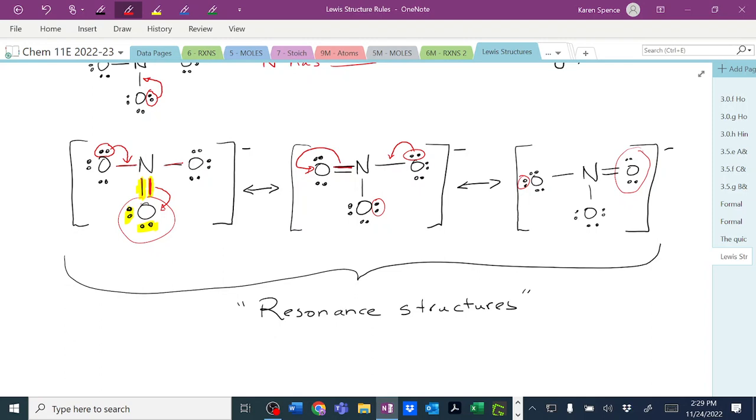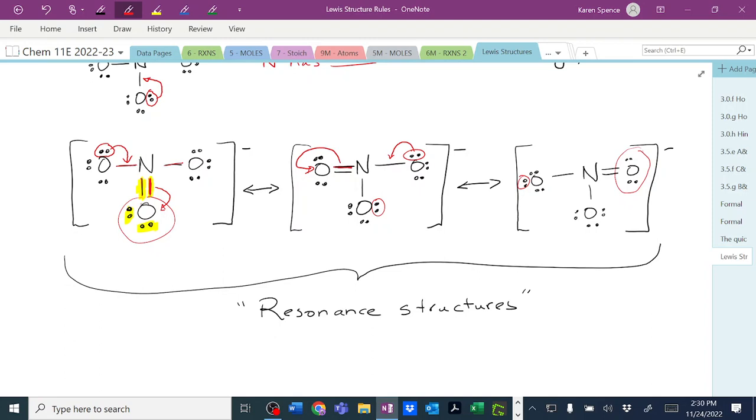And that's actually the actual truth behind it. We draw resonance structures, but those electrons actually smear themselves out over the three areas. So at any given time, if you took a picture of it, you would see 1/3 of that double bond in each place. Kind of like a wave function. So it's all smeared out all over the place.